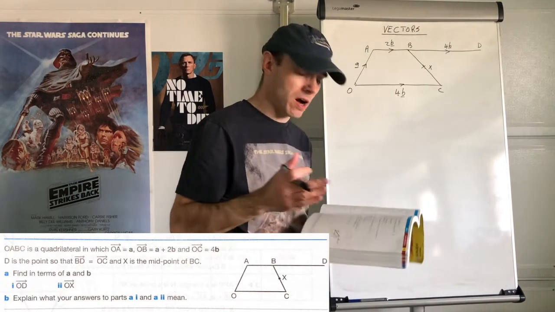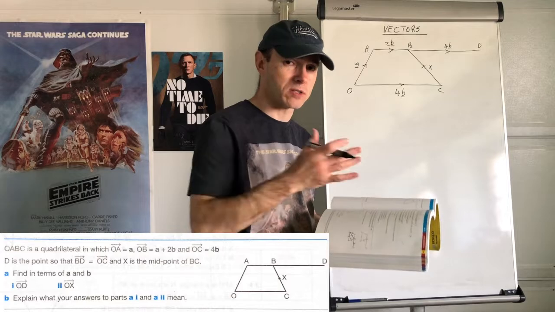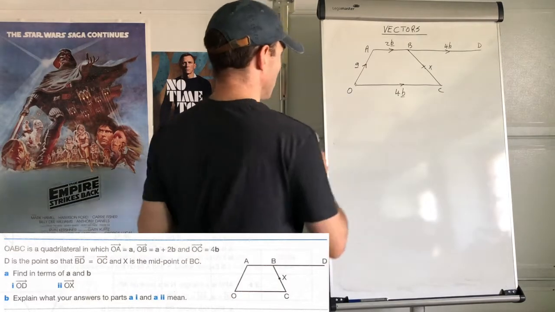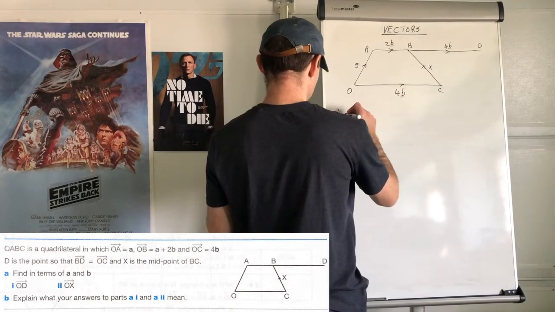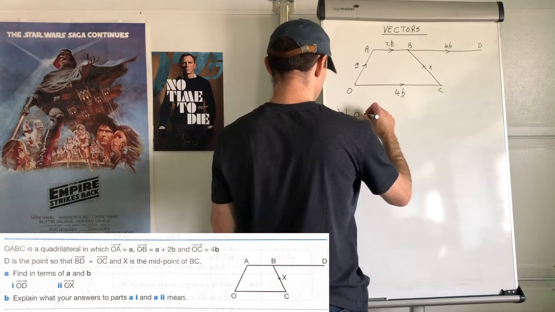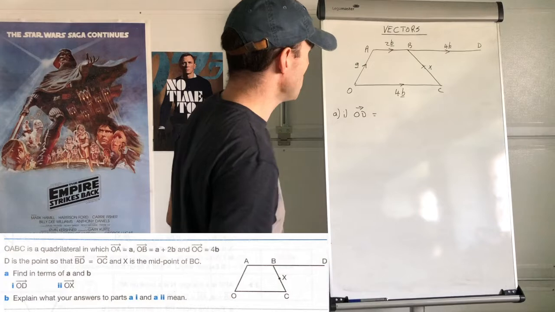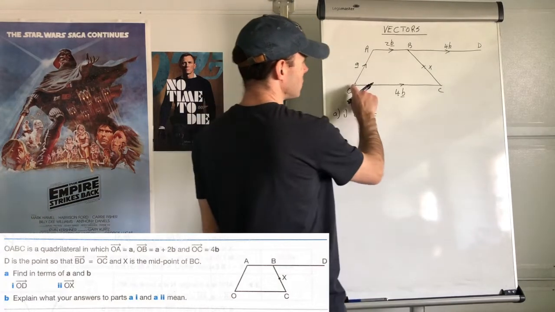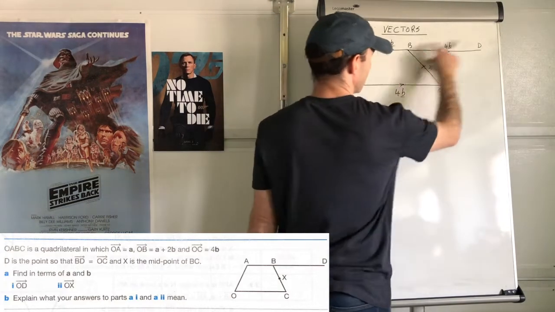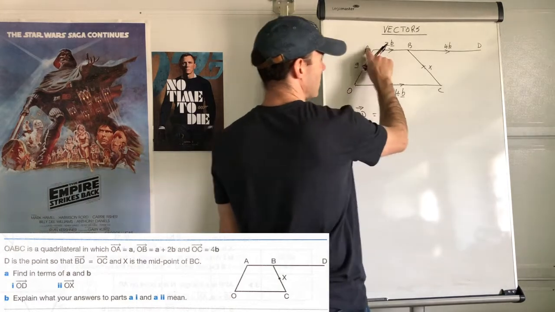Notice we've not actually answered any of the questions yet, like part a or b, but that diagram has put us in a good starting position to be able to do that. So let's begin. OD, we've got to work out what that is. So OD, from here we go to A, that's OA, and then from A to D. So that's a plus 6b.